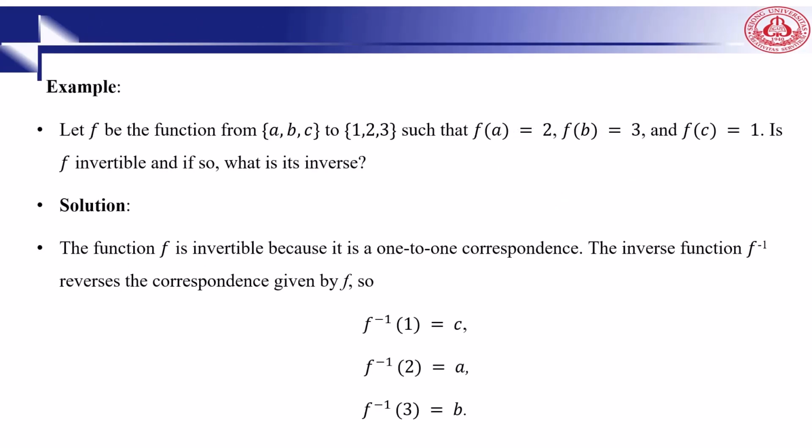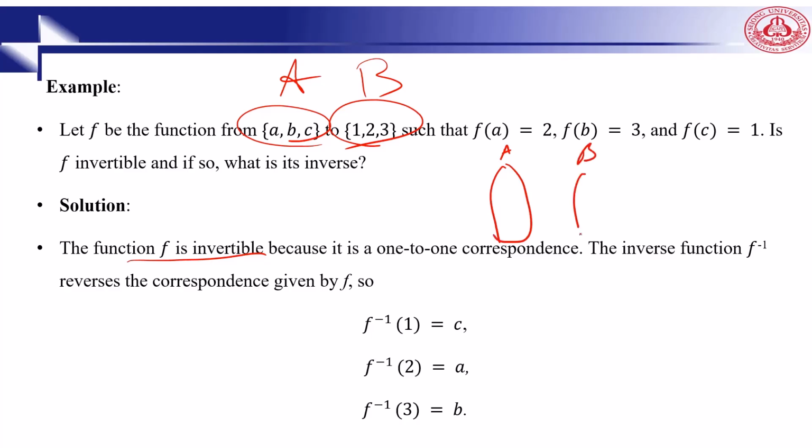Example: suppose we have a function f which maps from A to B, where A is {a, b, c} and B is {1, 2, 3}. If f of a is 2, f of b is 3, and f of c is 1, is f invertible? And if so, what is the inverse? This function is invertible because it is one to one. You can see it is one to one. That's why it is invertible.